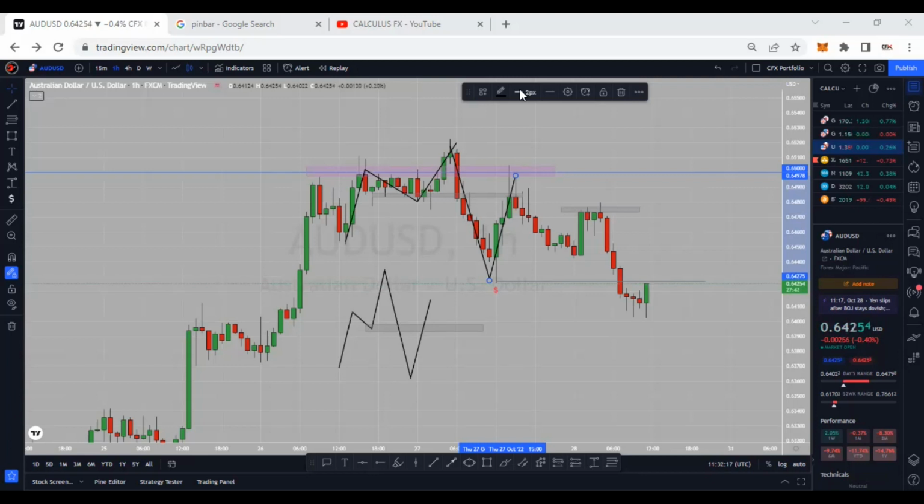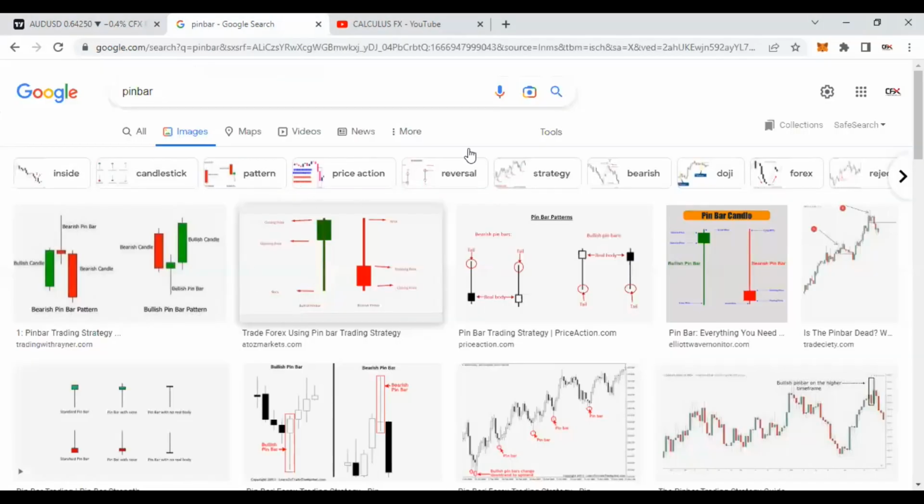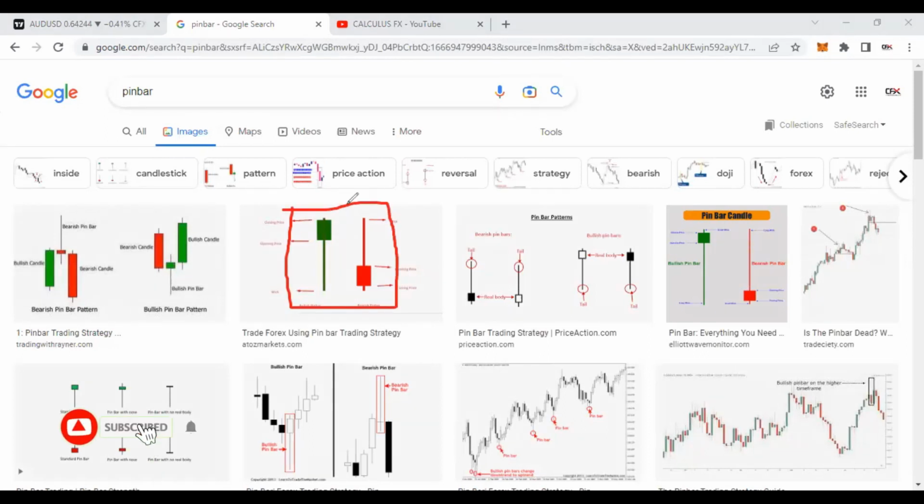There are a lot of confirmations that you can look for, but the simple one to use is the pin bar candlestick confirmation. If you don't know about a pin bar candlestick confirmation, don't worry. This right here is a pin bar candlestick confirmation. These two. The red one is for a bearish scenario, that is, if you want to execute a sell position. The green one is for a bullish scenario, that is, if you want to buy the market.